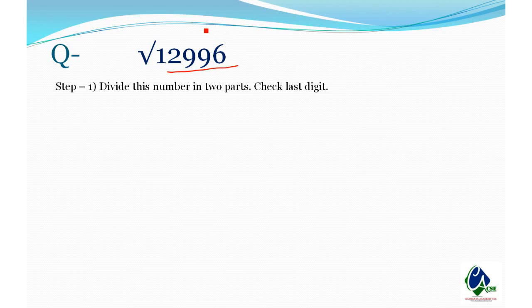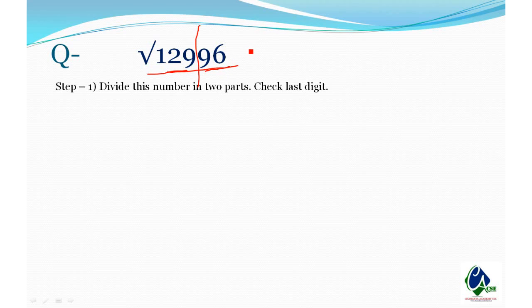See here, if you have a number like 12,996 and you want to find the square root of this number, see our first step: just divide this number in two parts from here. Take 2 digits here and the rest of the digits apart from this.